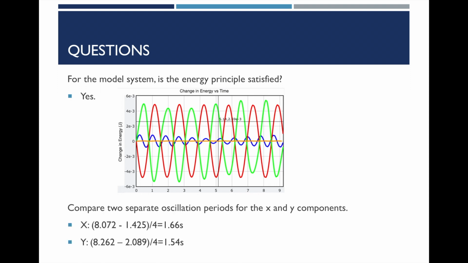In comparing the time periods of the oscillations, the x component is 1.66 seconds, and the y component is 1.54 seconds. The difference between the two would create greater discrepancies with the k constant, which would affect the spring force and therefore the net force. The y component needs to be used, though, as it is in the same axis as the spring.